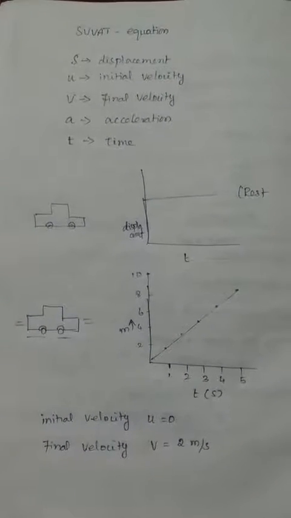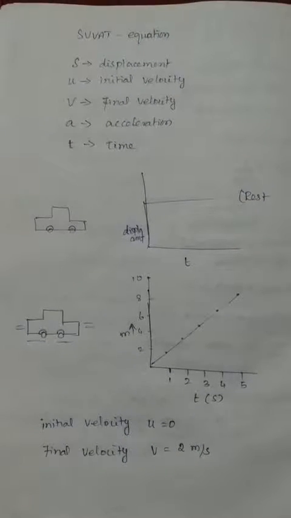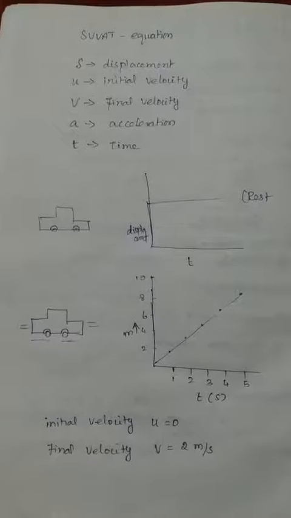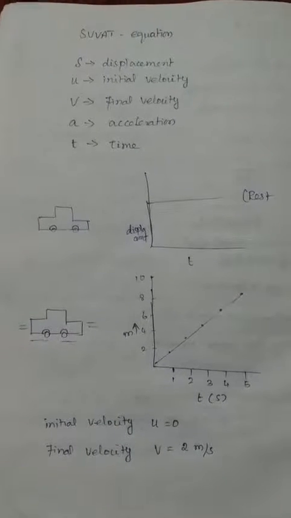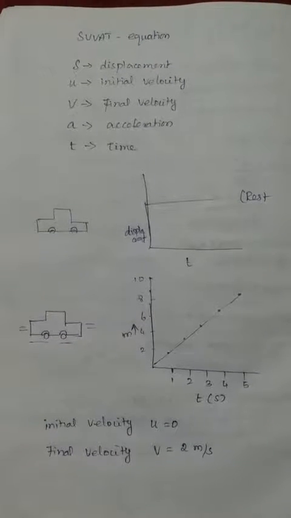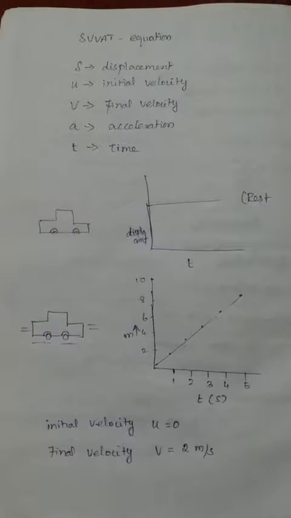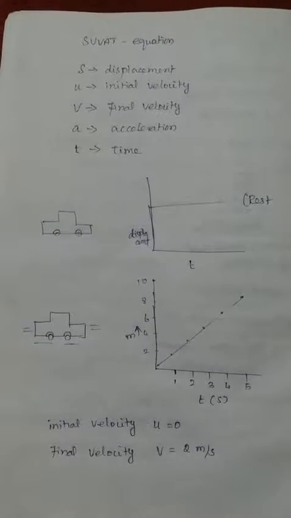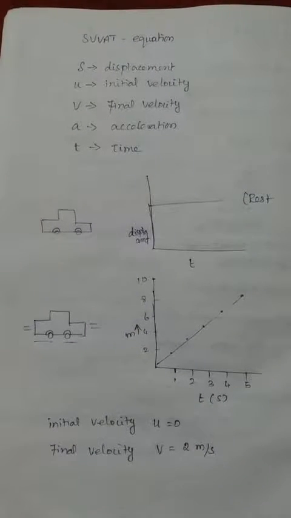Hi, now I would like to explain the SUVAT equations. In the SUVAT equations, S denotes displacement, U denotes initial velocity, V denotes final velocity, A is acceleration and T is time. Look at the picture. Now the car is at rest.